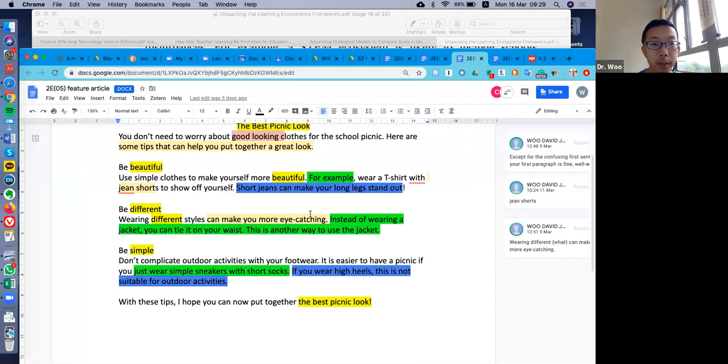Let's take a look here. All right, I see a reason here. All right, good, Jermaine. Okay. All right, I see a reason for wearing different styles. I see a reason here for not complicating outdoor activities. Okay, so I actually don't see any connectives of reason. That's okay. That's all right not to have connectives of reason. I think the most important thing is to have reasons. So I see reasons here. Nice job, ladies. Are there any questions thus far?